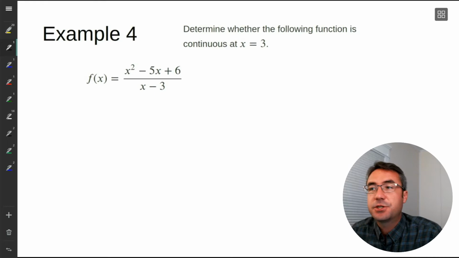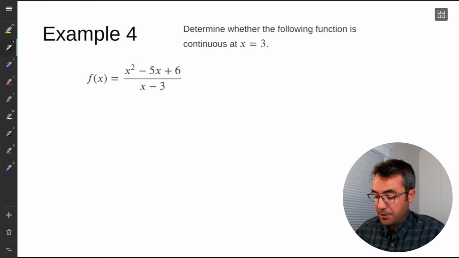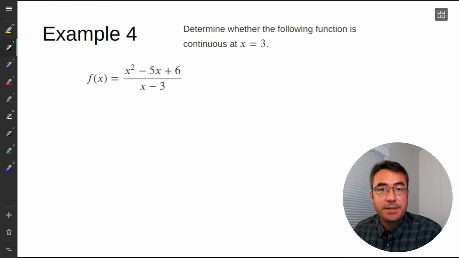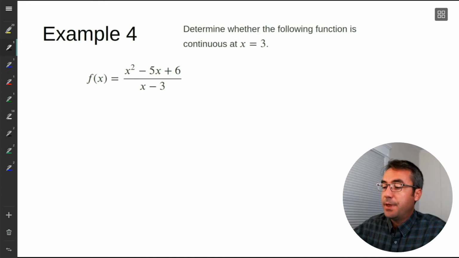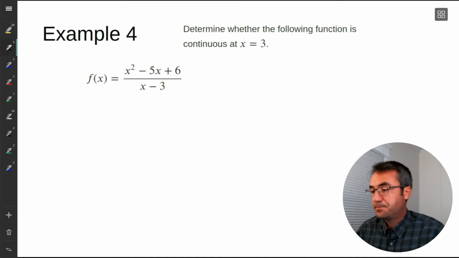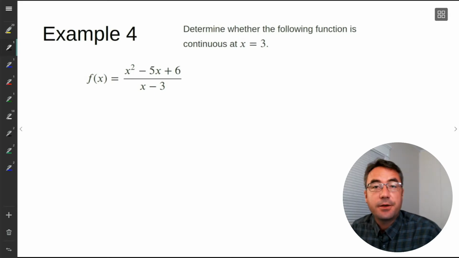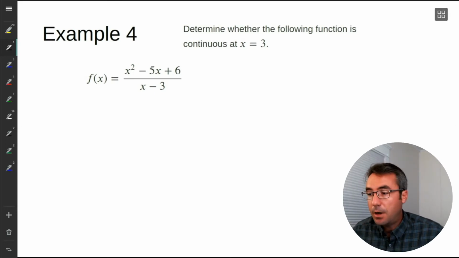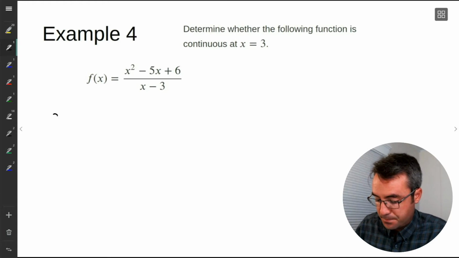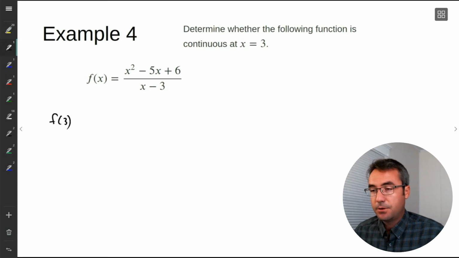Example 4, we're given this function x squared minus 5x plus 6 over x minus 3. We want to determine if this function is continuous at x equals 3. All right, so again, we want to go to our limit definition. So we want to try plugging in our function. Once we do that, we'll plug in our limit and see if the values are equal. Always a good idea to just start with the function value. So let's look at f of 3.